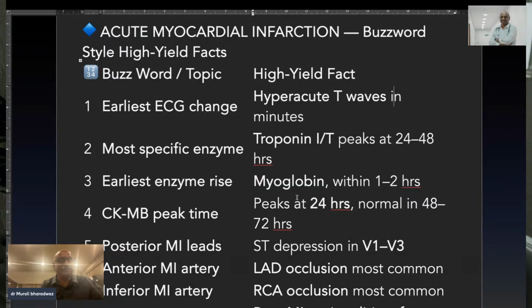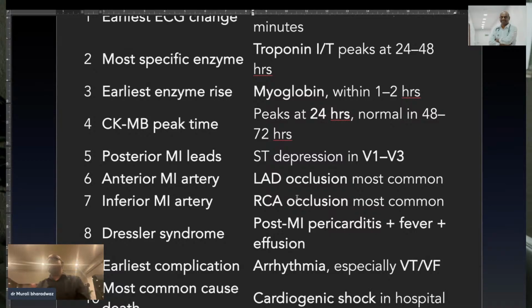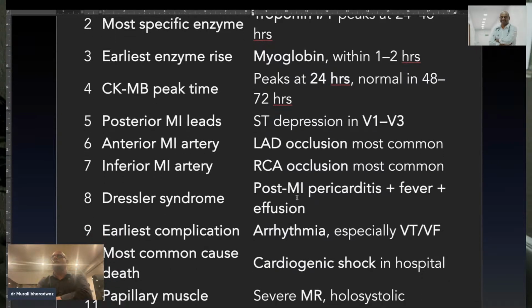So, the most specific enzyme of all enzymes is troponin T, which will peak in about 24 to 48 hours. Myoglobin is the earliest enzyme to get elevated. And how about CKMB? Typically, it will be normal within 72 hours. That's the reason. If you want to detect the reinfarction, the best enzyme is CKMB, but not the troponin.